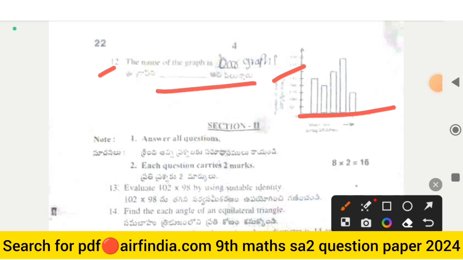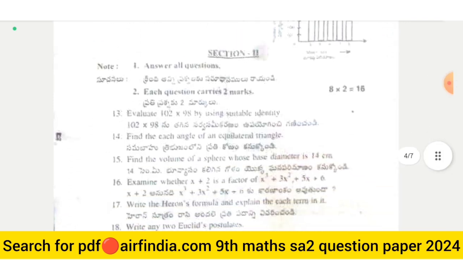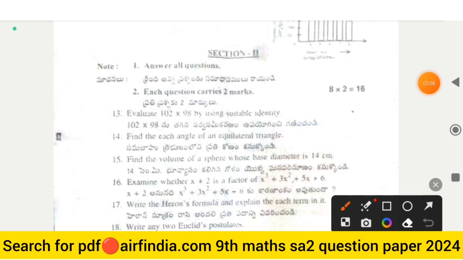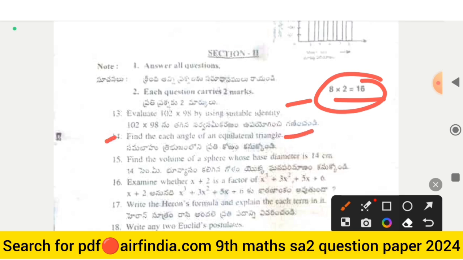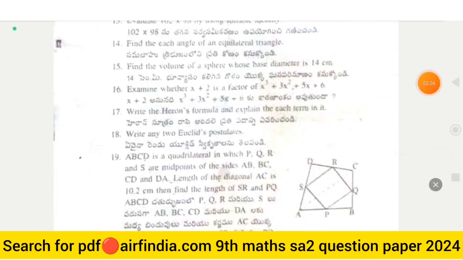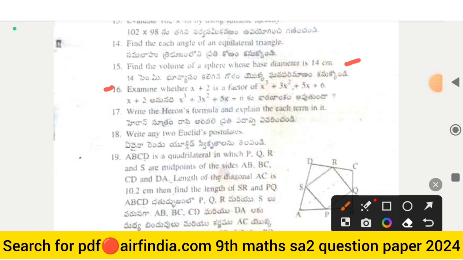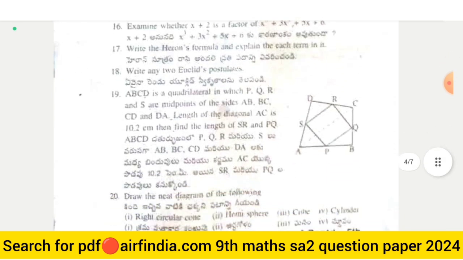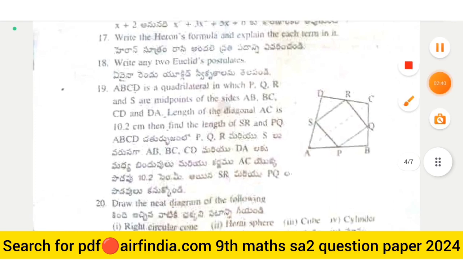Okay, and section second: evaluate 102 multiplied by 90 by using a suitable identity. Okay, this is section second, of 18 marks. Question 14 is: find each angle of an equilateral triangle. Find the volume of a sphere whose base diameter is 14 centimeter. Examine whether x plus 2 is a factor of x cube plus 3x square plus 5x plus 6. Write Heron's formula and explain each term in it. And write any two Euclid's postulates.